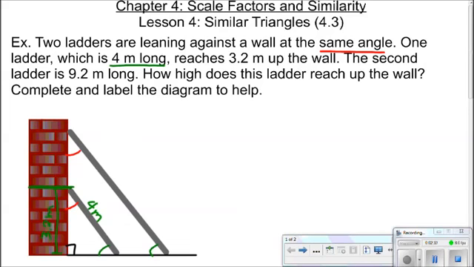So we draw 3.2 meters, that's the height on the wall. We don't know how far away it is from the wall, but we don't need that information right now. And then the second ladder, again, if it was standing straight up, it would be 9.2 meters. So we've just turned it on its side. And we want to know at what height does it hit the wall. Our answer should be less than 9.2 meters, but should definitely be greater than 3.2 meters.